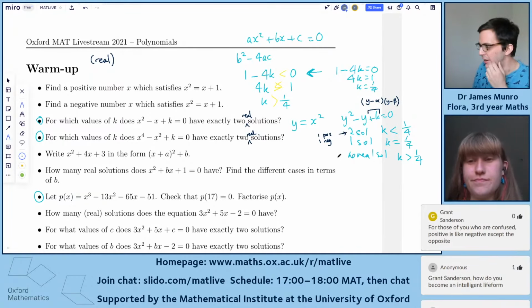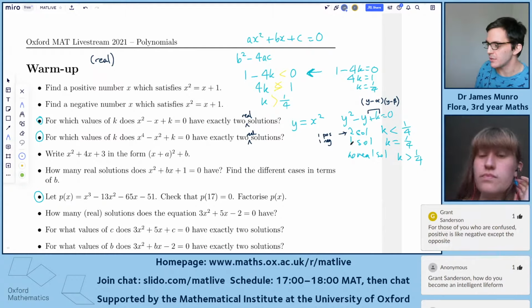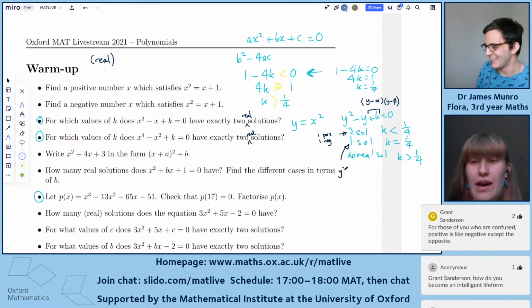Brilliant. Okay. This one where there's one solution and k equals a quarter, this case is quite interesting. I think I know what the roots are. I think they're both 1/2. What do you think, Flora?